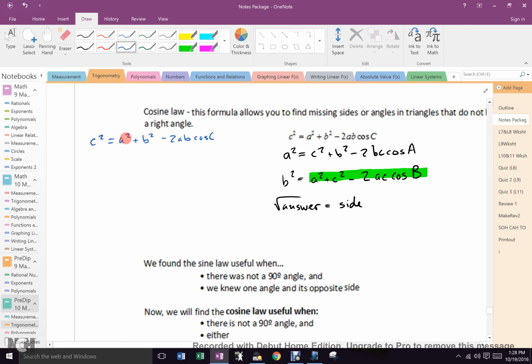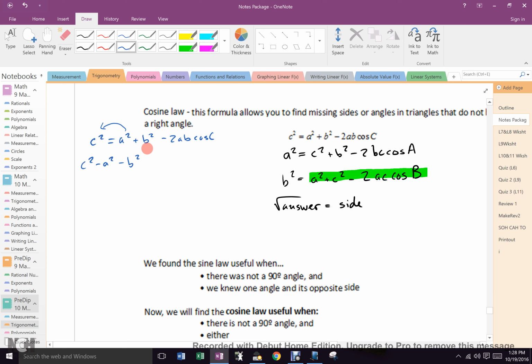What would have to happen there? Does he have to move away from the big C? Yes. So he's going over here. What happens to him? He becomes negative. So I got C squared minus A squared. What happens to him? He moves over too. He becomes negative B squared. Are we cool so far?